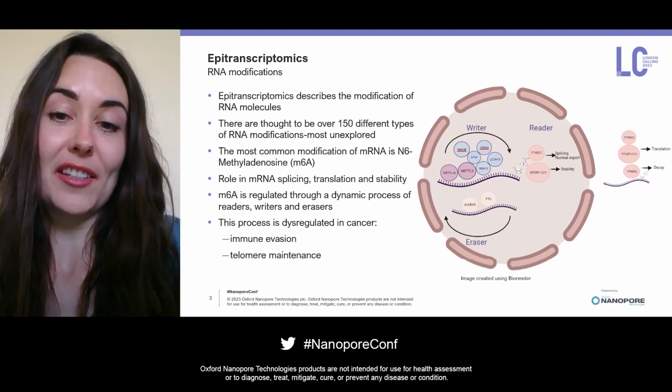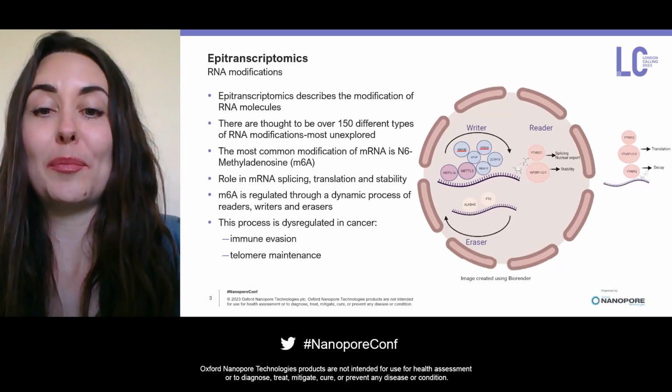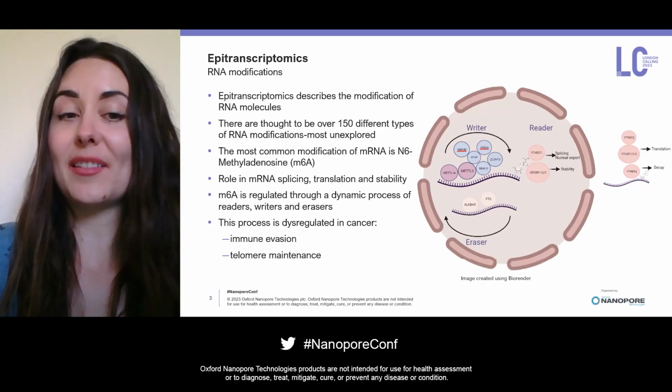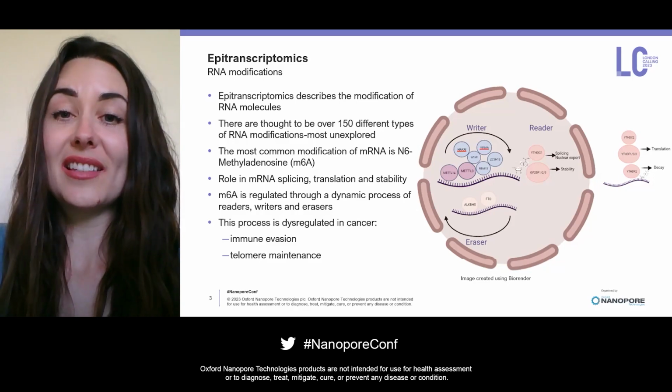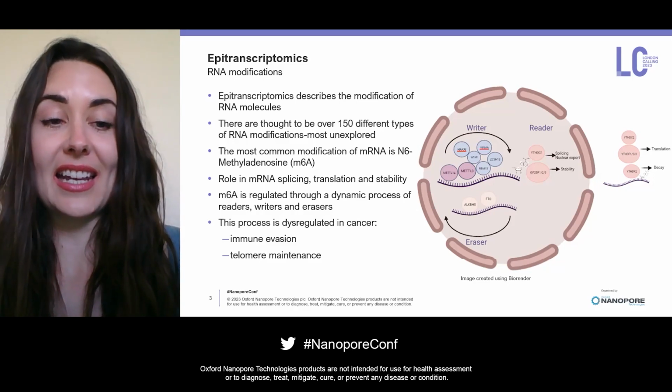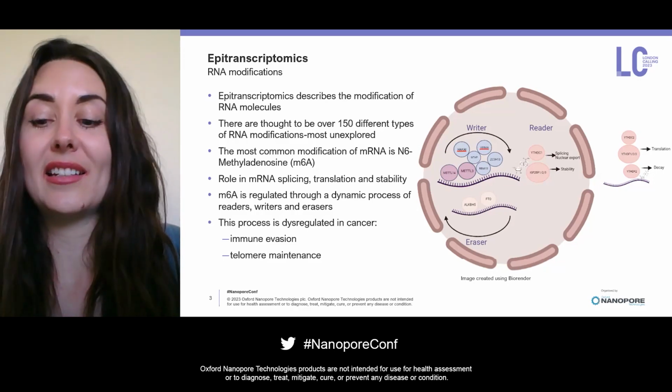There are also erasers which remove the methylation, and these are FTO and ALKBH5. And as I mentioned, this process is highly dynamic. The process is actually also dysregulated in cancer and thought to be the underlying mechanism behind immune evasion and telomere maintenance.